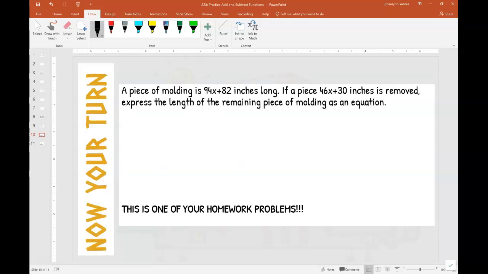Alright, so I want you guys to take a look at this one. It gives you a piece of molding, and it says, if a piece that big is removed, express the length of the remaining piece of molding as an equation. This is one of your homework problems. If you do this here, it will save you time later. So think about that. If you're removing pieces, is that adding two functions or subtracting two functions? Alright, and that's it for today. That was as much as we had to practice, and you have plenty of time for homework now.